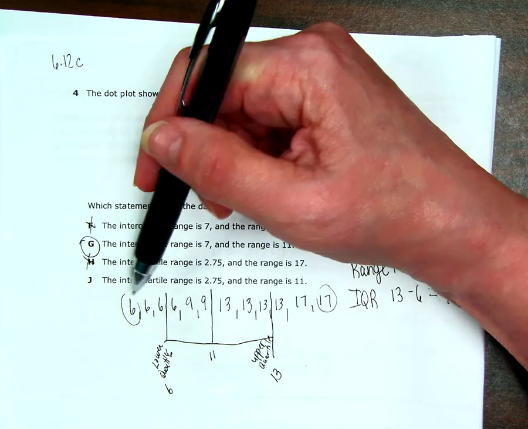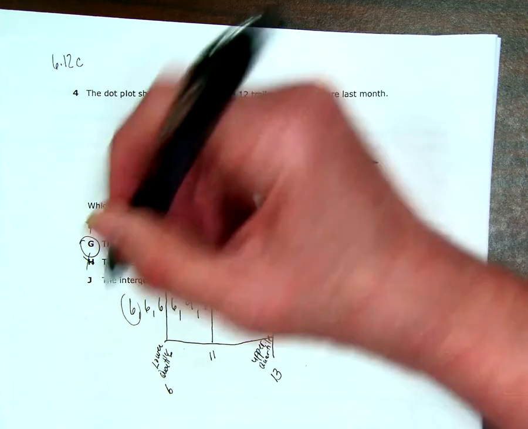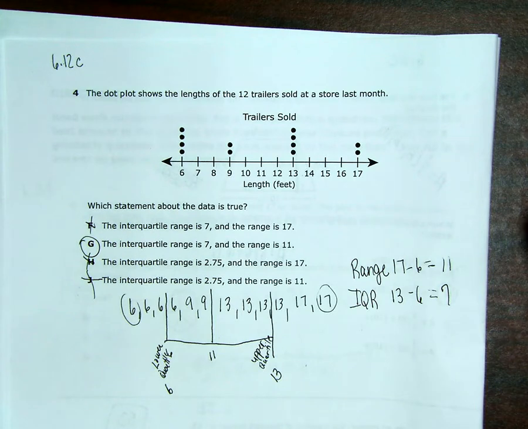Let's just double check this one. The interquartile range is 2.75. That's not it. So our answer is G.